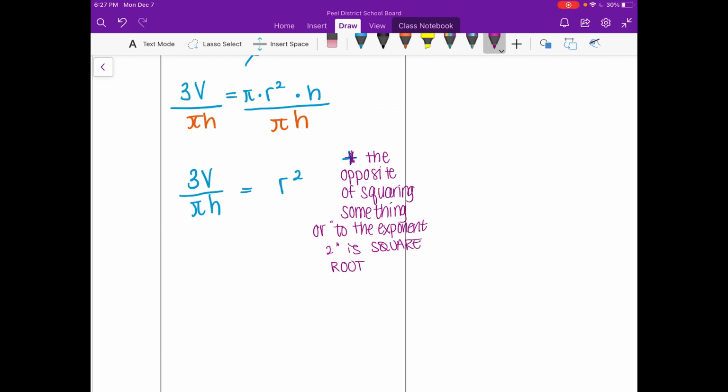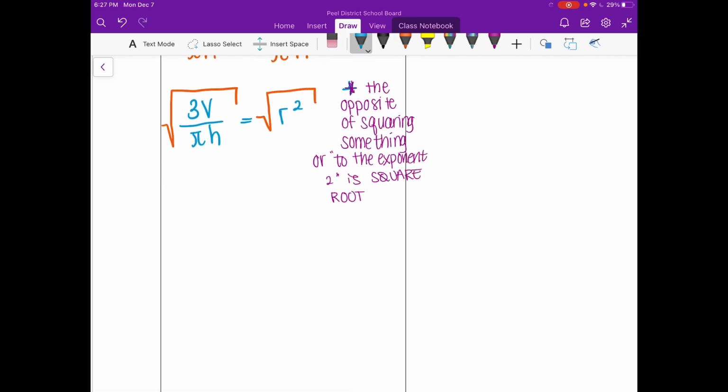So if I want to get rid of that squared sign, what I have to do is I have to square root this entire equation. And if I got to square root the right side, I have to square root the entire left side. Okay? So then my answer would be, because these two would cancel each other out, my answer would be square root 3v over pi h is equal to r.